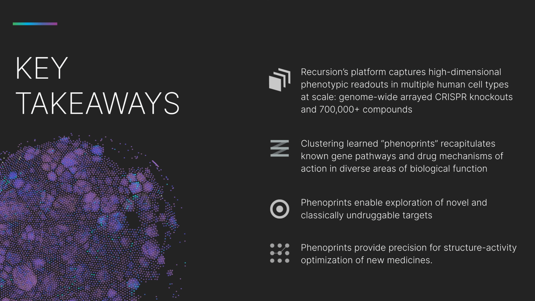Hi, I'm Nathan Lazar. I'm one of the directors of data science at Recursion, here to just wrap up the talk with some key takeaways. So we showed you that Recursion's platform captures this high-dimensional phenotypic readout in multiple different human cell types at a massive scale. We've done genome-wide arrayed CRISPR knockouts and combined that with over 700,000 compound perturbations into the same embedding space. And what you can do with that, once you have these in the same space, is cluster these high-dimensional phenotypes, and that demonstrates utility by recapitulating known pathways of genes and known drug mechanisms in a diverse set of mechanisms of action in different biological functions.